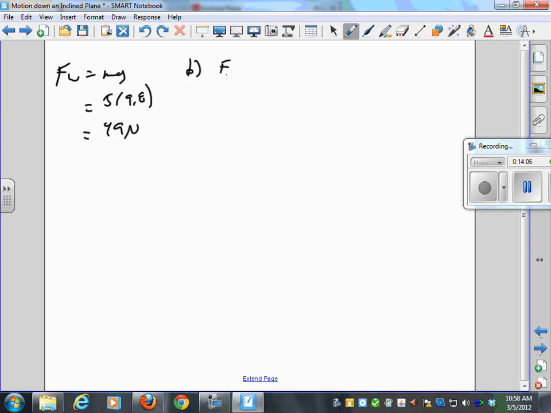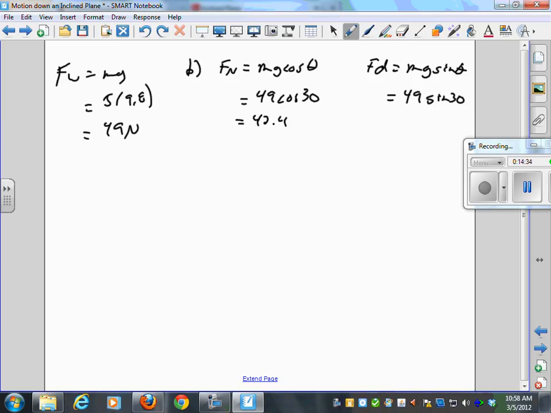Part B asks for the normal force. Normal force is mg cos theta. So that's simply going to be 49 cos 30, or 42.4. The next one asks for the force down the plane. That's mg sine theta, which is going to be 49 sine 30, or 24.5. Now, when you're doing inclined plane problems, you need to start with doing those three. That's sort of the things you have to do to start. Okay, it's automatic.